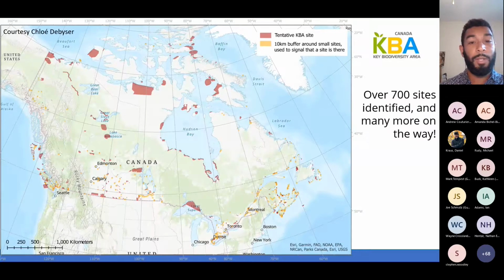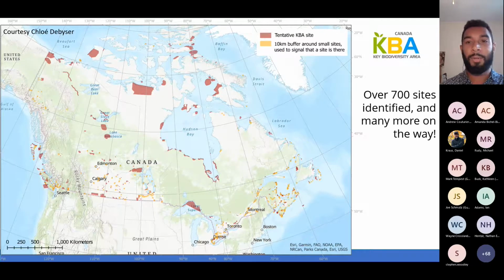Across the country, we're about 2 years into this program, and we have over 700 sites identified, many more on the way. We're trying to comprehensively identify these special areas for nature across Canada. And we have active regional coordinators working in Ontario, in Quebec, in British Columbia, in Alberta, Saskatchewan, and the territories. And in places where we don't have active coordinators, we already have some work underway, and we're just waiting for funding to be able to continue along that work.